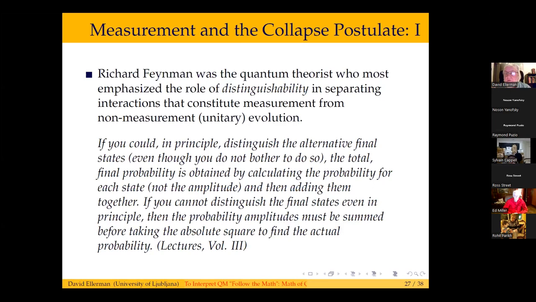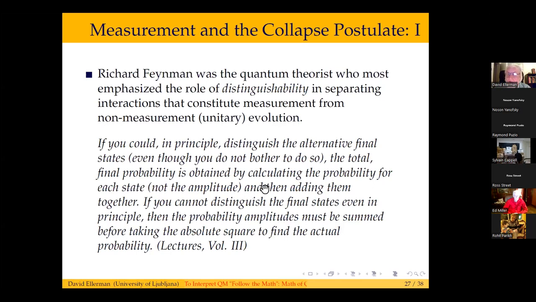And my point is that has all been undercut by Richard Feynman, dating back to his paper on quantum probability in 1951. And he makes this point that the crucial thing about measurement is distinguishability. And that's what separates measurement from non-measurement unitary evolution. So this is a quote from his later lectures, volume 3 on quantum mechanics. If we could in principle, so he's not talking about human beings observing some macroscopic meter or thing. He's saying, if we could in principle distinguish the alternative final states, even though you don't do so, the total final probability is obtained by calculating the probability for each state, not the amplitude, and adding them together.